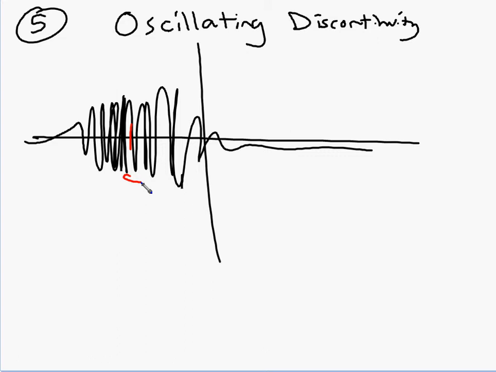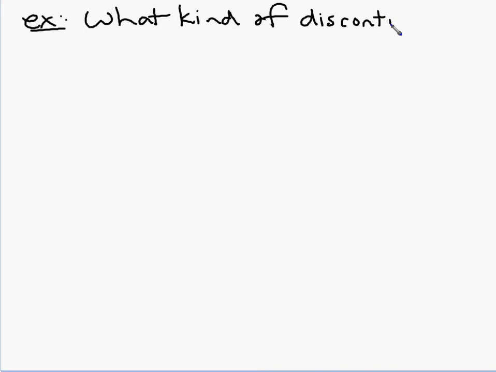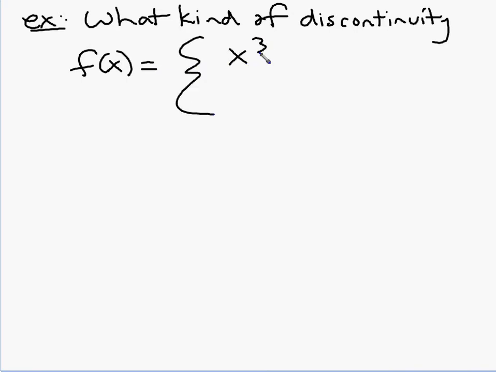So in homework, they're going to ask you questions like this. What kind of discontinuity is this? They're going to give you a function. A lot of them are going to be piecewise. I told you that we have to become real friendly with piecewise functions because they're not going away. So let's say that this was my piecewise function, and I wanted to know what kind of discontinuity this thing has.